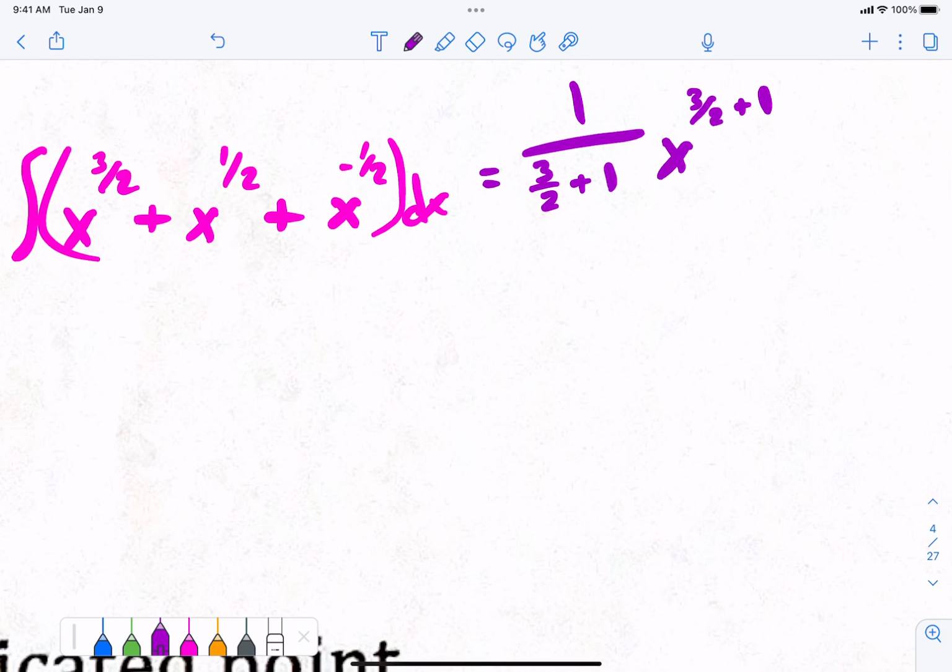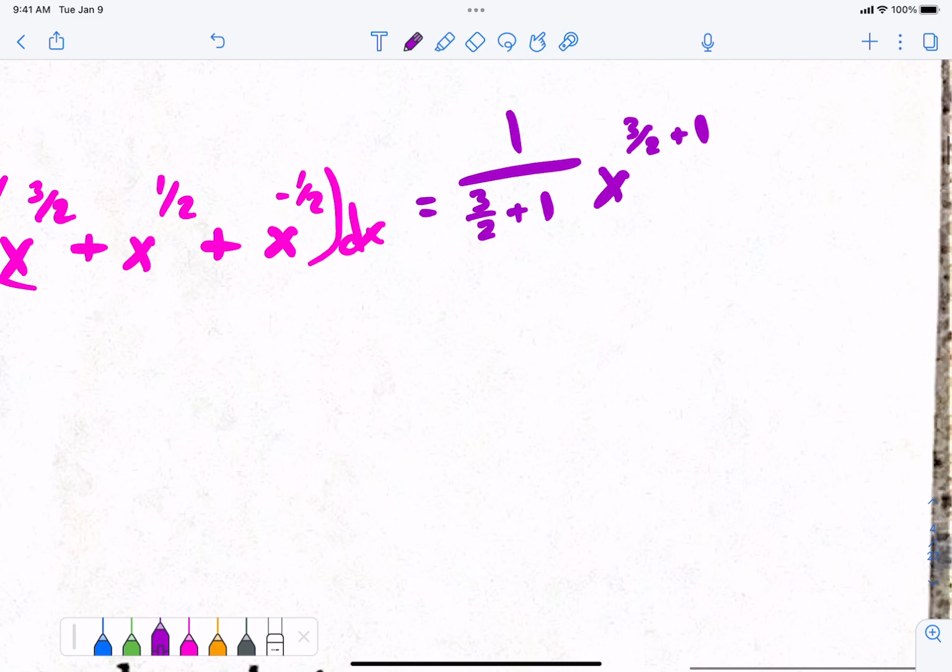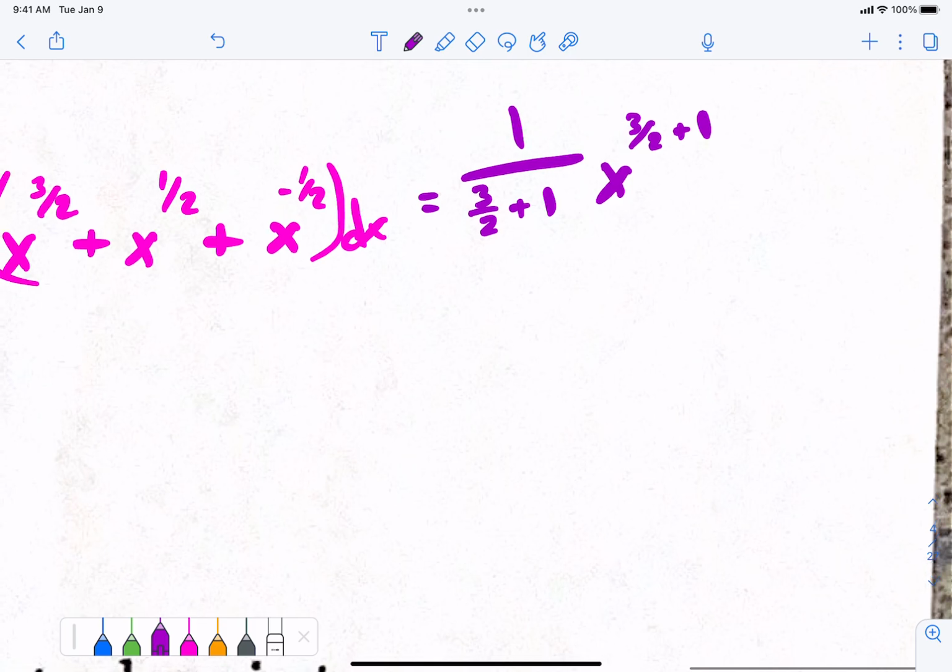Alright, that's your first term. Okay? Then we have, should we finish solving that one? Sure, let's do that one. So we have 3 over 2 plus 1, which is 5 over 2. So it would end up being 2 over 5, right? 1 over 5 over 2 is 2 over 5.